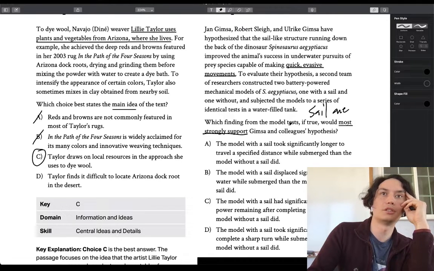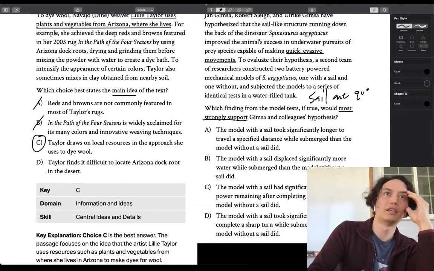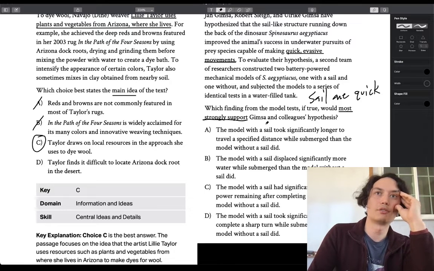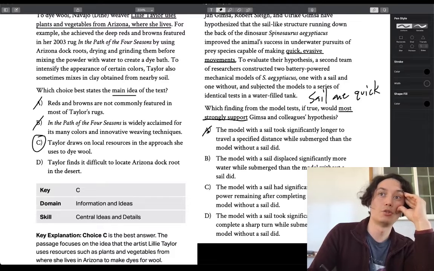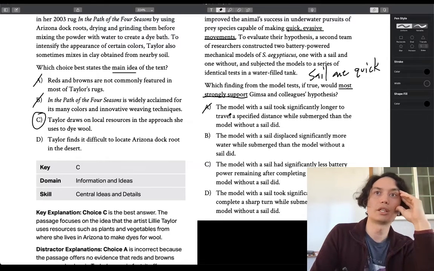Well, if the sail one is more quick and evasive underwater, that would support their hypothesis. The sail one is quick and evasive, you know. All right, the model with the sail took significantly longer to travel a specified distance while submerged. Well, so that's a weaken. A weaken answer. It's one of the common kinds of wrong answer choices in the LSAT for a strengthen question. This would weaken their hypothesis.